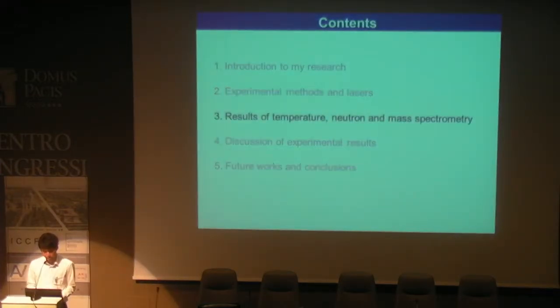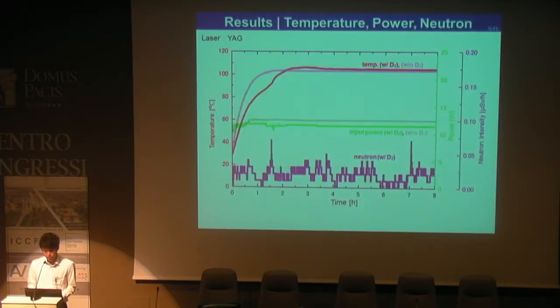In part 3, I'm going to look at results of temperature, and neutron, and mass spectrometry. This graph shows one of the experimental results using a YAG laser. The vertical axis shows temperature, input power, and neutron intensity, and the horizontal one shows time. The red plot is temperature. Green is input power, and purple is neutron intensity.